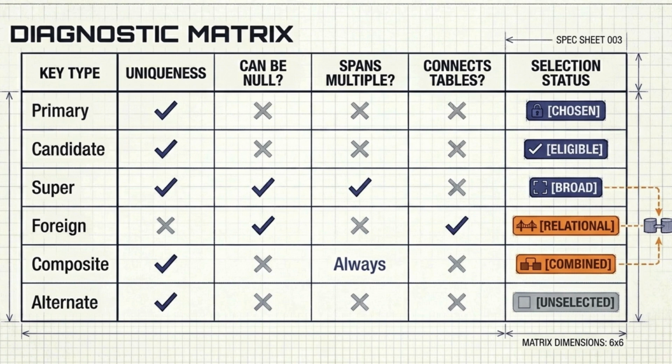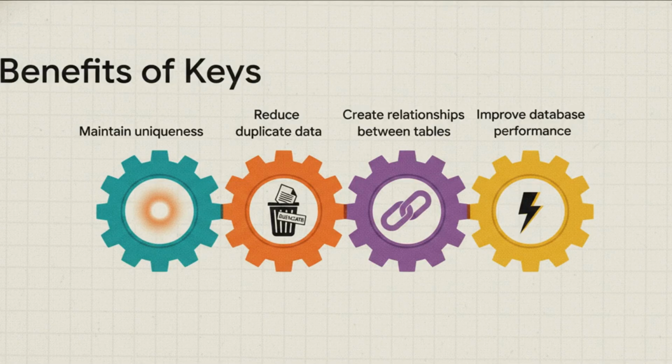The reason database architects obsess over getting this stuff right is because these keys are quite literally the backbone of a healthy system. They maintain uniqueness so your data doesn't corrupt. They actively reduce duplicate data, which, by the way, has historically saved massive enterprises millions in server storage costs alone. Plus, they create the actual structural relationships between tables, drastically improving the overall speed and performance of database queries.